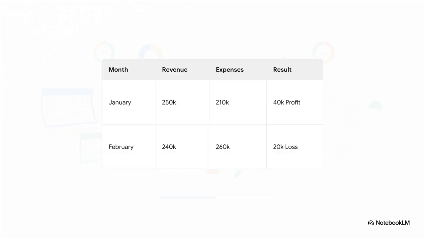Let's look at a local restaurant analysis. In January, they had 250,000 dirhams in revenue and 210,000 in expenses, leaving a really nice 40,000 dirham profit. Excellent. But look at February. Revenue dipped just slightly to 240,000, but their expenses shot way up to 260,000. That resulted in a 20,000 dirham loss.